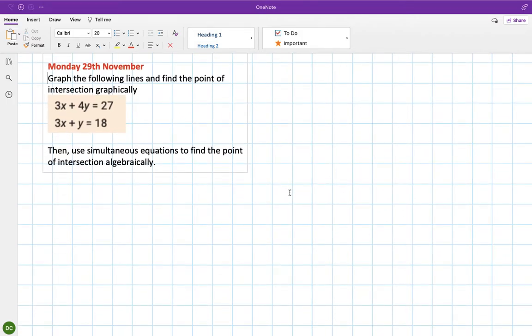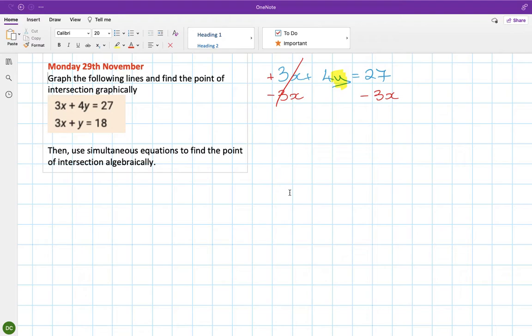Okay, so graph the following lines and find the point of intersection graphically. The first part. To graph the lines, I need them with y isolated. So 3x plus 4y equals 27, and I want y isolated. To get rid of the plus 3x, we do minus 3x. That will cancel it out, and then minus 3x on the far side.